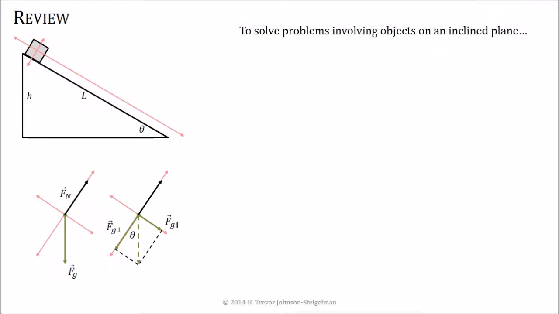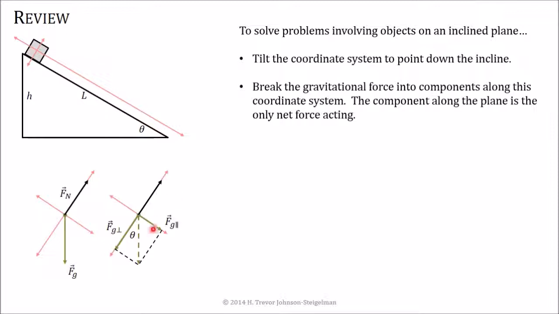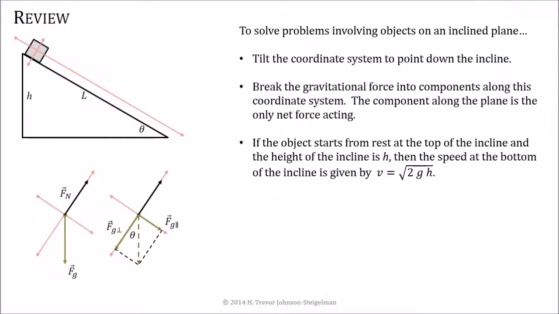Okay, now in a quick review of this, if you're going to solve a problem on an inclined plane, tilt the coordinate system first to point down the incline. That's going to make your life a whole lot easier. You break the gravitational force into components along this coordinate system, and this coordinate down the incline is going to be the only net force acting. From this simple problem what we just did, where it started from rest at the top and we had the incline height, then you can just write this down, or eventually you get to this point to solve it, and then pop in your numbers and get that out.